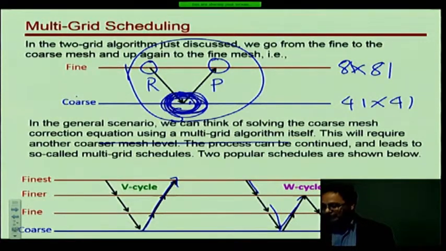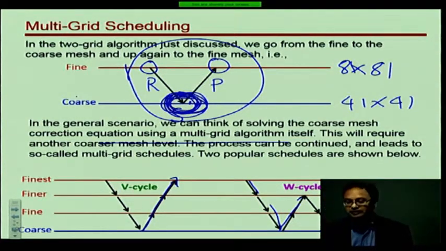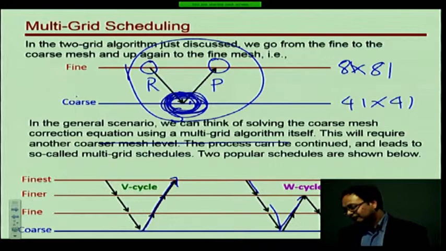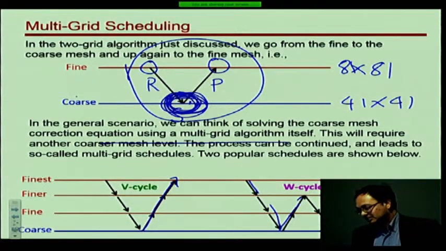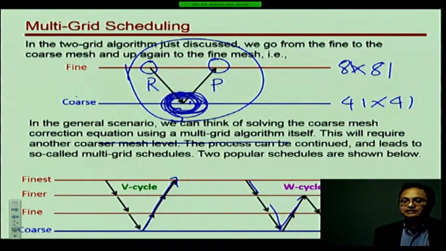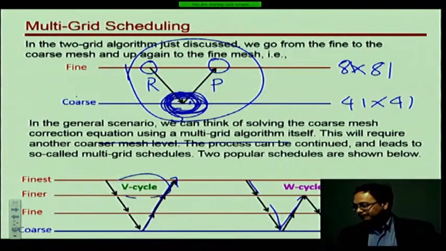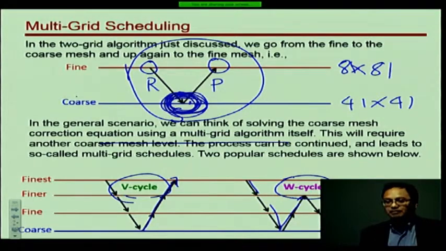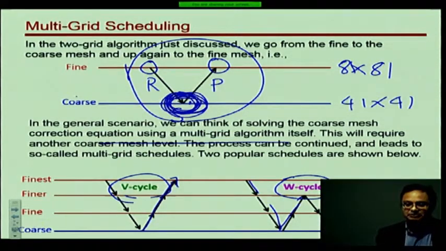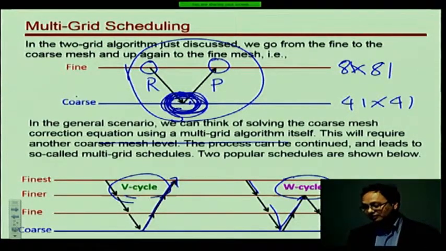If you read through the literature, there isn't any particular preference over one or the other. Some problems work better with this, some problems work better with this. Most people claim that if you use the flexible cycle, that's the best in terms of convergence. But the flexible cycle is much harder to code in. This one is fairly easy to code in. All right, so that's what the scheduling is all about.